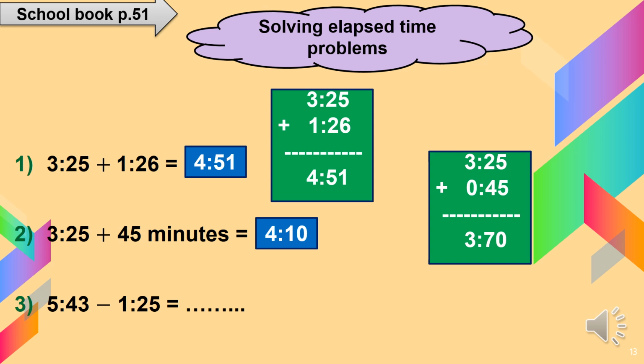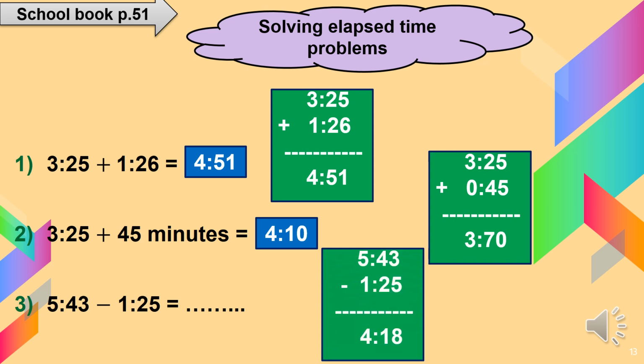Last one, 5 and 43 minus 1 and 25. Start with minutes. 43 minus 25 equals 18, and 5 minus 1 equals 4. So the answer is 4 and 18 minutes.